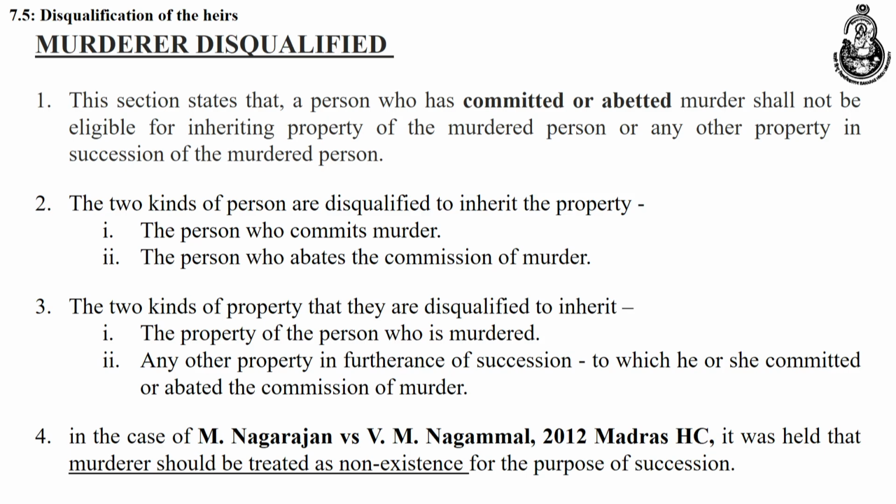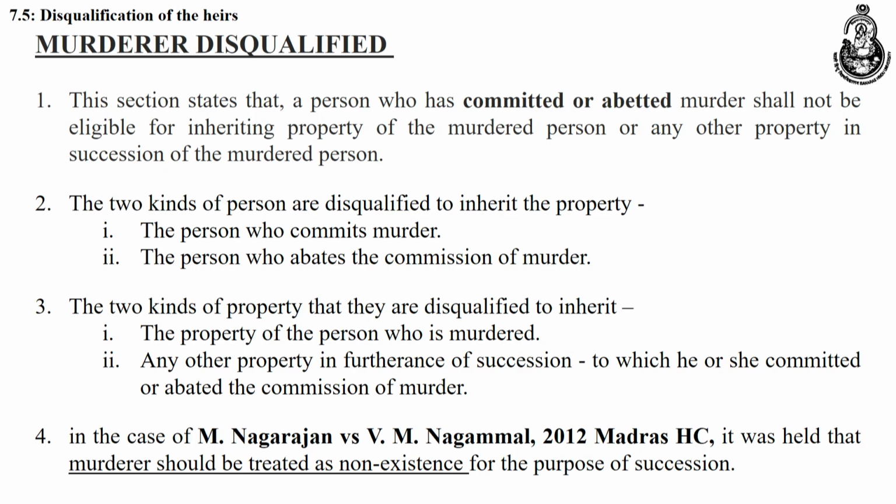Both categories of persons are disqualified from inheriting the property, and property is also categorized in two categories. The first one is the property of the person who is murdered, or any other property in furtherance of succession to which he or she committed or abetted the commission of murder. That is the property of the deceased, or where he wants to break the line and become the direct successor, therefore he committed the murder of a son and daughter. Then he is also not eligible to inherit that property in furtherance of which he committed the murder.